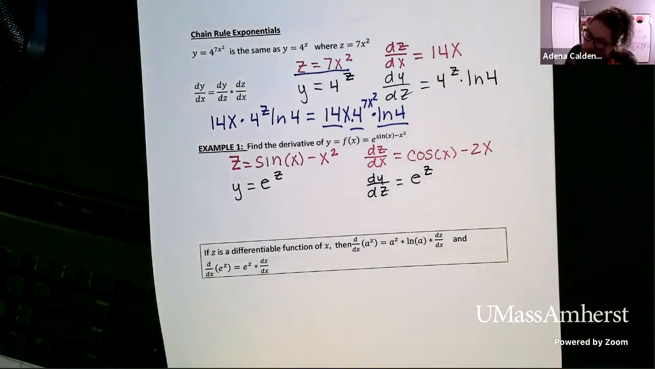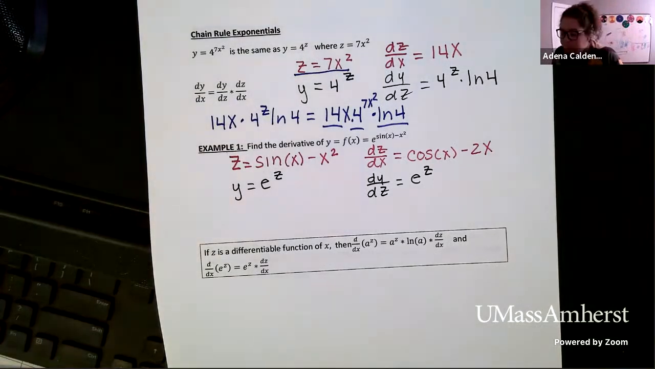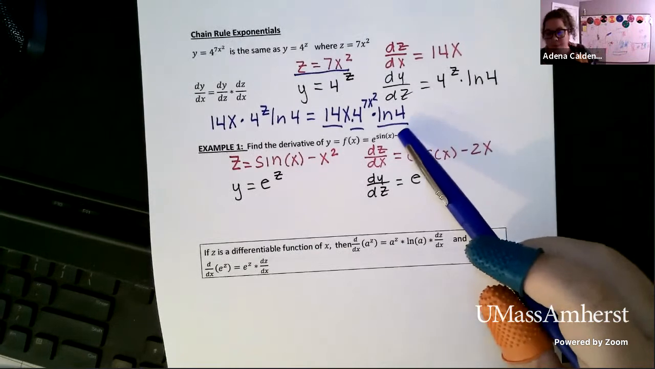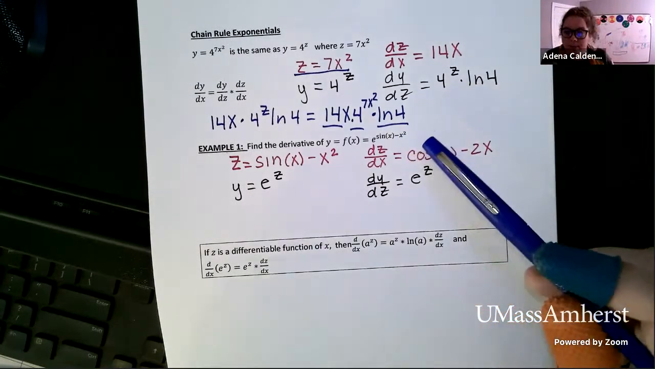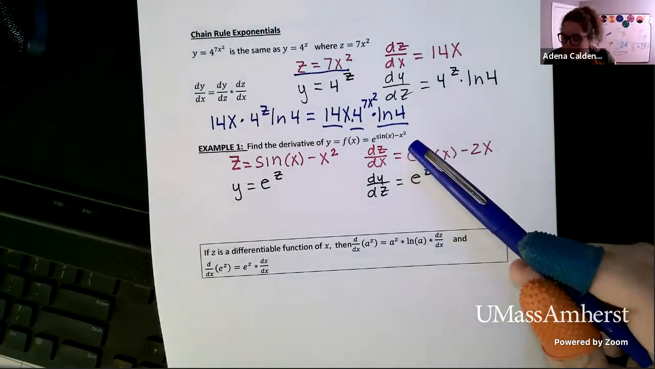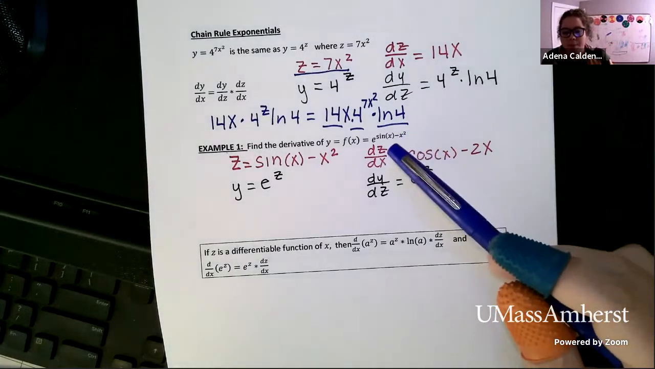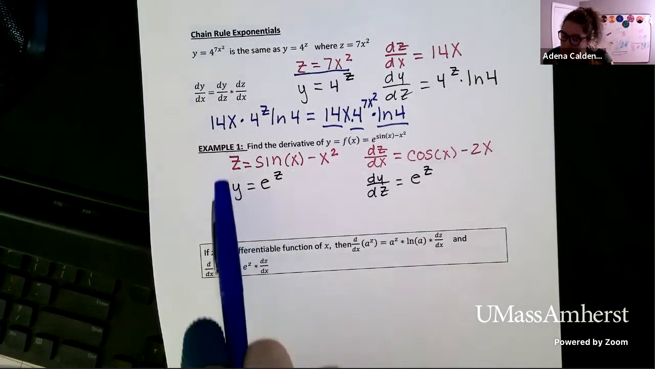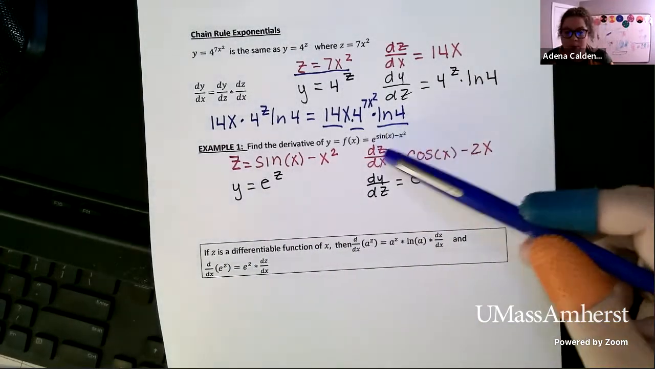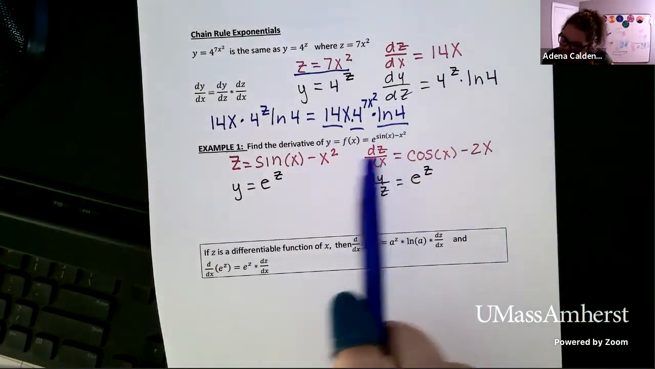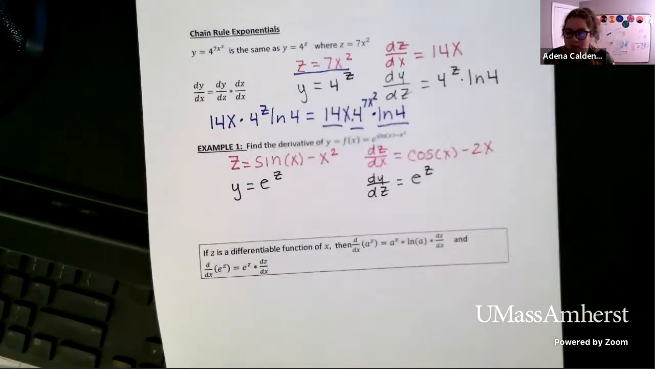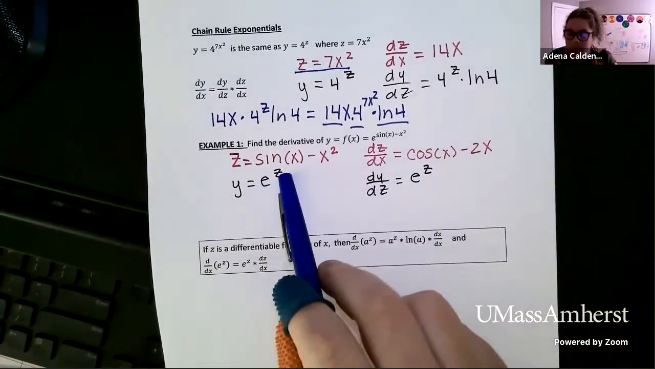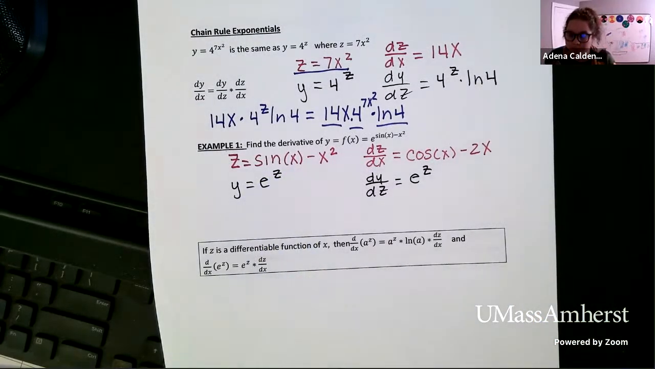Okay, so let's take a look at this one. So here, again, I recognize that my variables are up in the power, right? They're not in the base, they're up in the power. So this is an exponential form. So when I do my substitution, my z is going to be whatever is up here in the power. So in this case, that's sine x minus x squared. Then I rewrite my function as e to the z because I'm calling z the power.